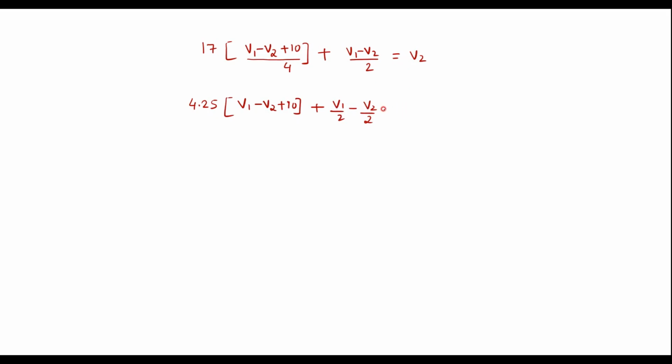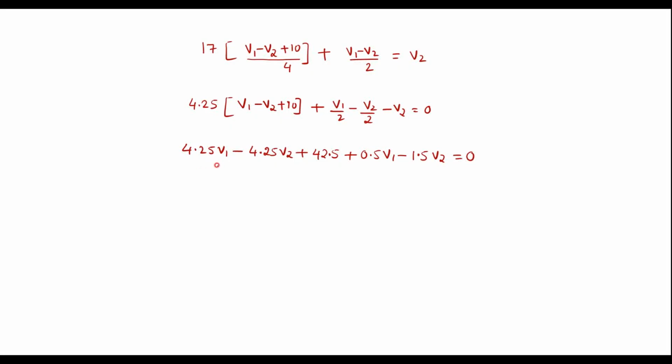I'll take this V2 on the left hand side, minus V2 is equal to 0. Or I can write 4.25 V1 minus 4.25 V2 plus 42.5 plus this is 0.5 V1 minus 0.5 V2. This is 0.5 and this is 1, that is minus 1.5 V2 is equal to 0.